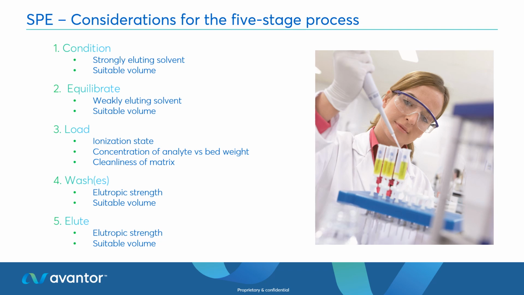So that means we can wet the stationary phase. We also need to apply a suitable volume. Typically, we'd apply the volume of the cartridge. So if it's a 1 ml cartridge, we might apply a ml, for example. Most of the time, the volume that we'll be using will be massively in excess of the bed weight. The equilibration stage, we need to make sure that it's a weakly eluting solvent, and again, a suitable volume that will displace that strongly eluting solvent.